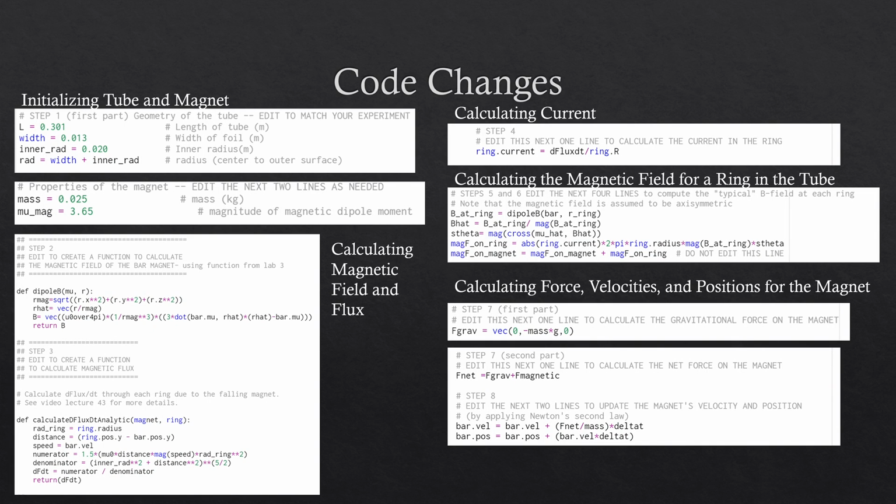These are some major code changes in my GlowScript code. Starting in the top left-hand corner, initializing the tube and the magnet, calculating the magnetic field and the magnetic flux, moving to the right-hand column at the top, calculating current, then the magnetic field for a ring in the tube, and finally calculating force, velocities, and positions for the magnet.